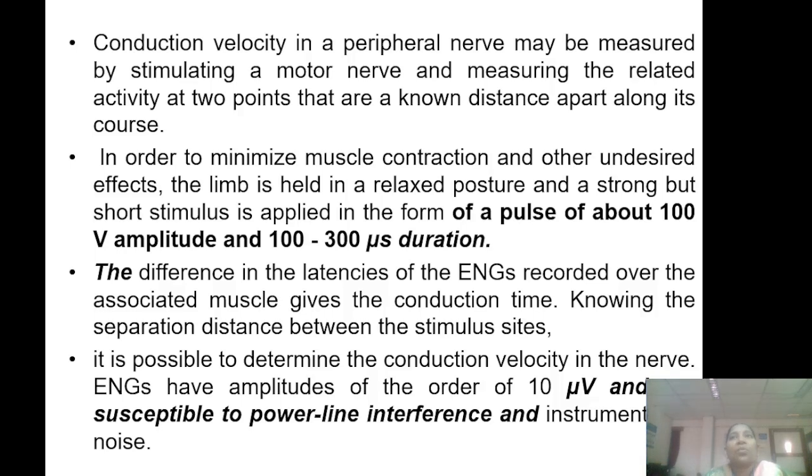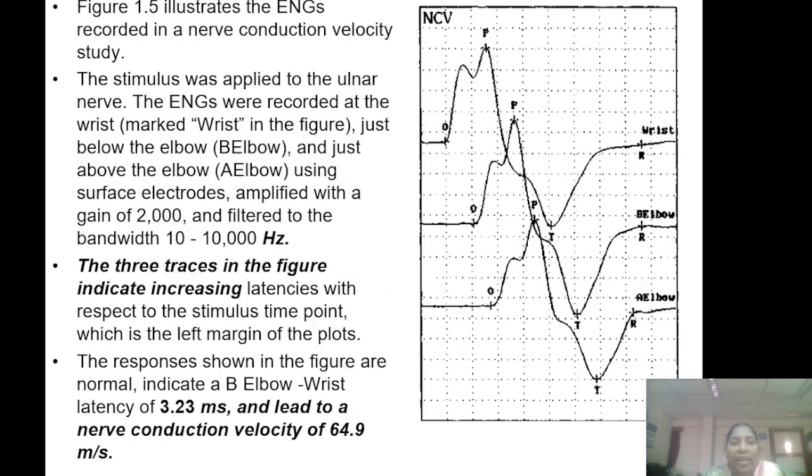So through that power socket, there is a chance for power line interference, where 60 hertz interference gets overlapped with the ENG signal. That is a kind of artifact associated with the ENG signal while you're acquiring it. So we have to do some signal processing operation to remove those artifacts.